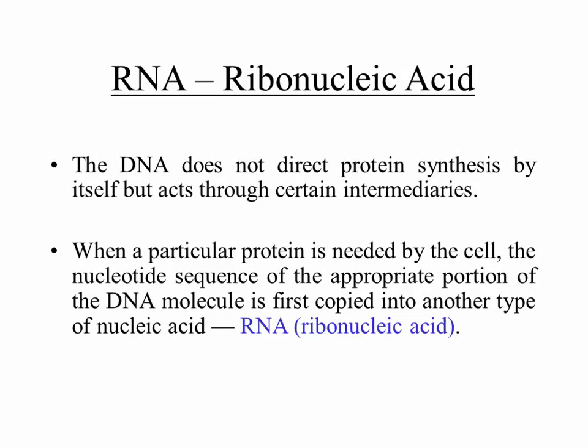Now it turns out that the DNA does not direct protein synthesis by itself, but it acts through certain intermediaries. So you do not go directly from DNA to protein. You go from DNA to RNA and then to protein. When a particular protein is needed by the cell, the nucleotide sequence of the appropriate portion of the DNA molecule is going to get copied into another type of nucleic acid, which is called RNA or ribonucleic acid, and we have already seen that.